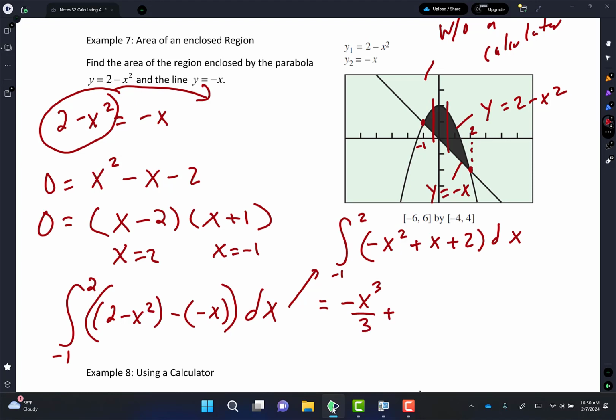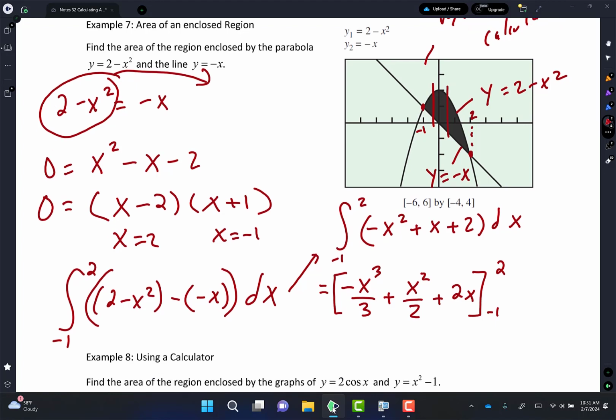Perfect. What's the antiderivative of x? What's the antiderivative of 2? Put brackets in all three terms, from -1 to 2.